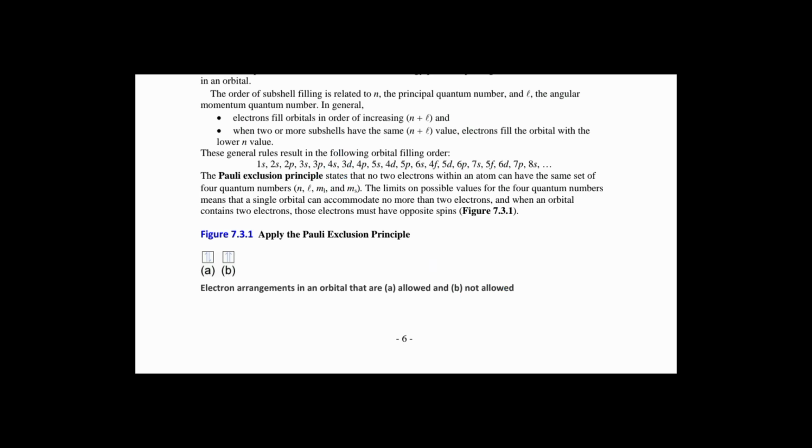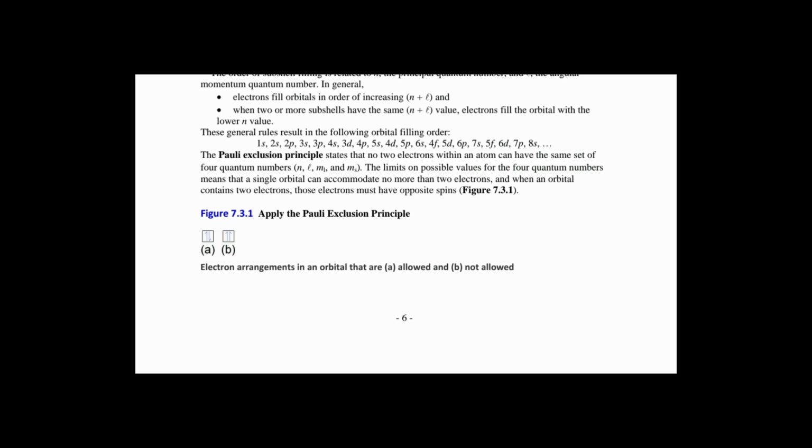Pauli's exclusion principle states that no two electrons in an atom can have the same set of four quantum numbers. Every electron has at least one quantum number different. The limits on possible values for the four quantum numbers mean a single orbital can accommodate no more than two electrons, and when an orbital contains two electrons, those electrons must have opposite spins.